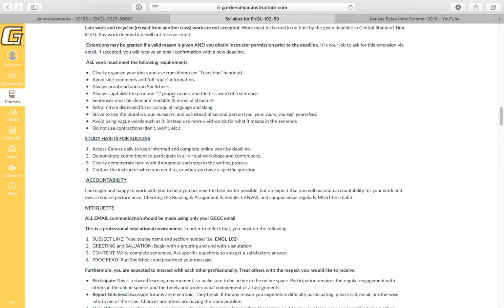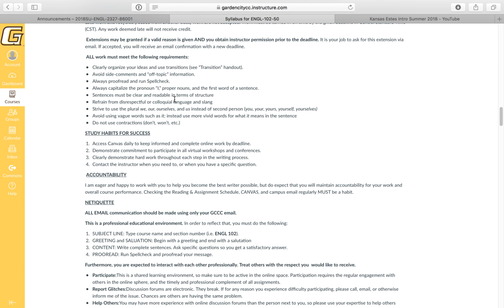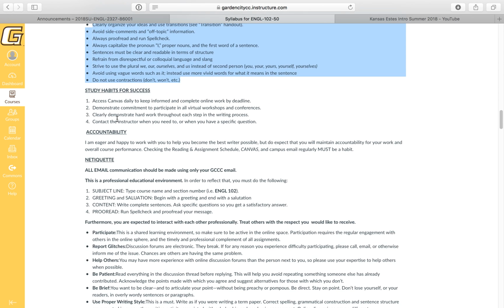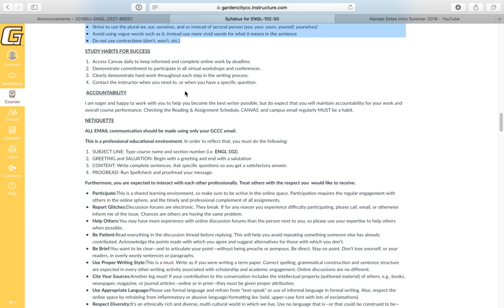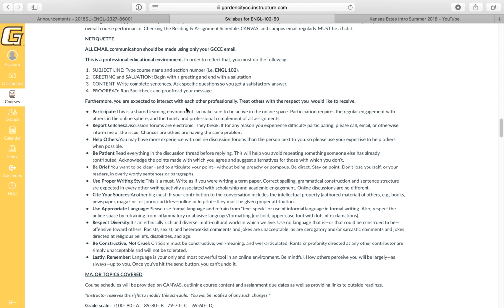Make sure that you are doing all of the requirements of the college. So there's a checklist here that you can read for yourself. And make sure you are following good study habits. Most importantly, make sure that you are accountable for your work and your progress in the course.